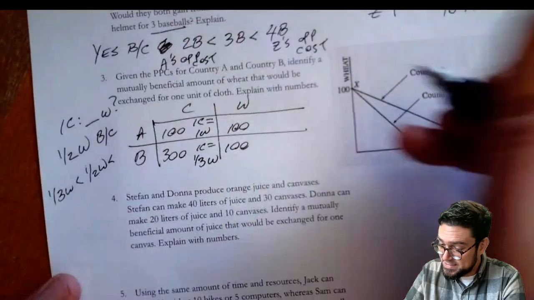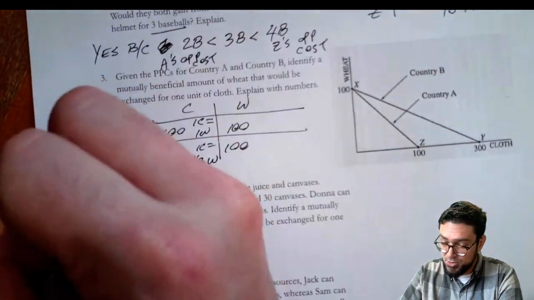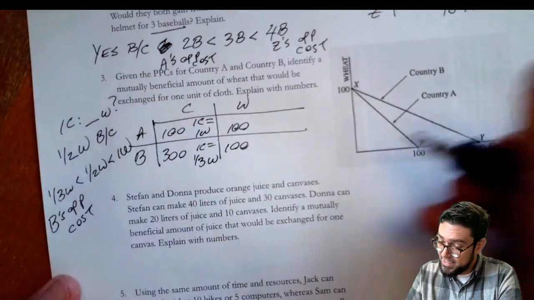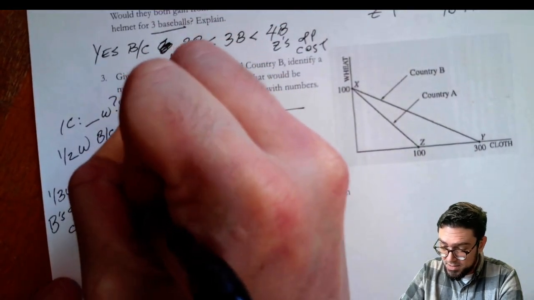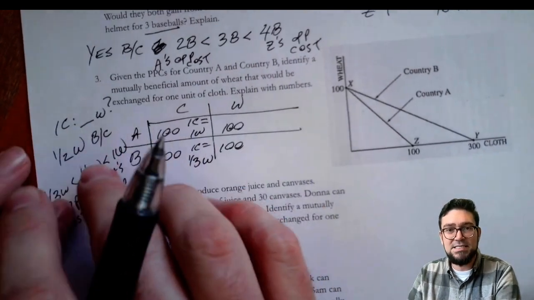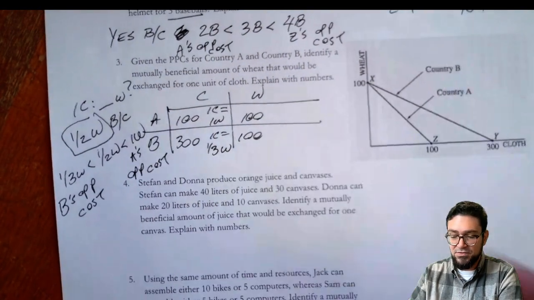1/2 wheat is less than 1 wheat, and then again making references to who these belong to. So that's B's op cost and A's op cost. So again, I'm just justifying why I'm saying that this would be an acceptable trade, right? 1/2 is in between these two numbers.